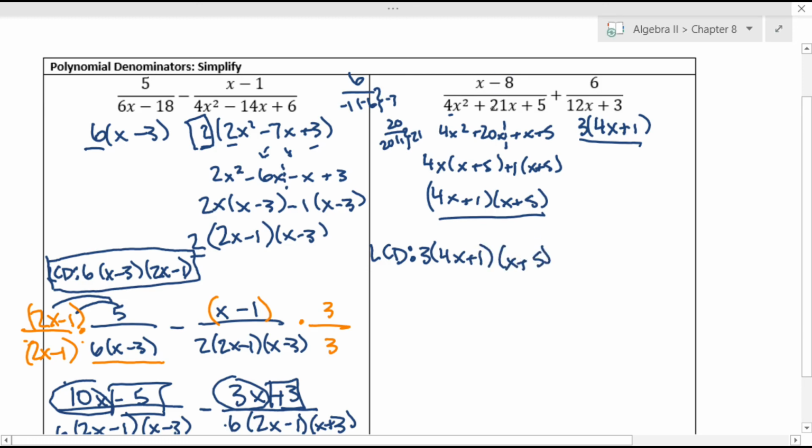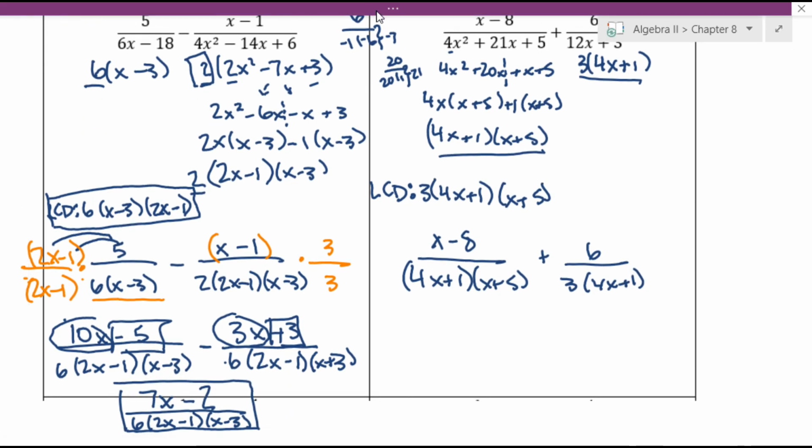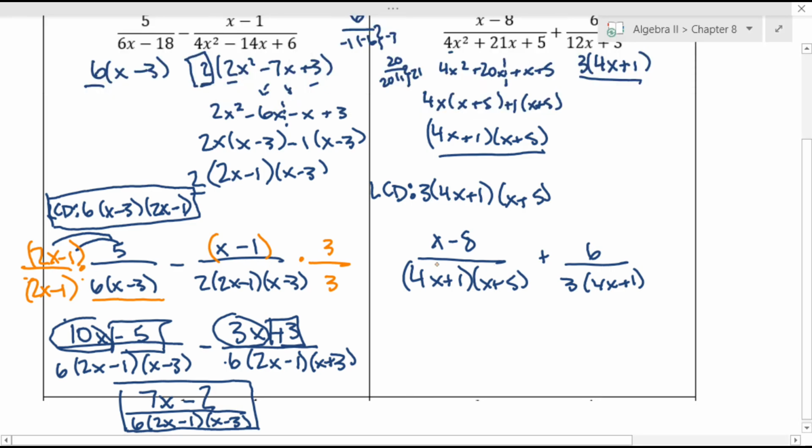I'm going to rewrite these fractions with the factored form. So I already have x minus 8 over 4x plus 1 and x plus 5, and I'm adding 6 over 3 times 4x plus 1. Now I'm multiplying by what's missing. The only thing that's missing on this side is 3, so I have to multiply this fraction by 3 over 3. I have to multiply this fraction by x plus 5 over x plus 5.